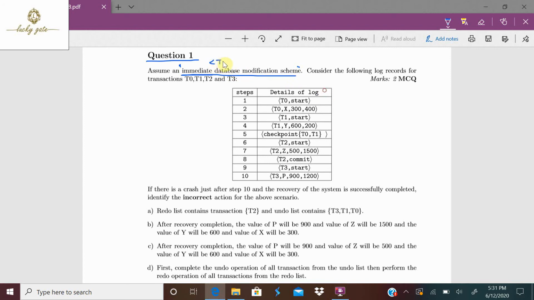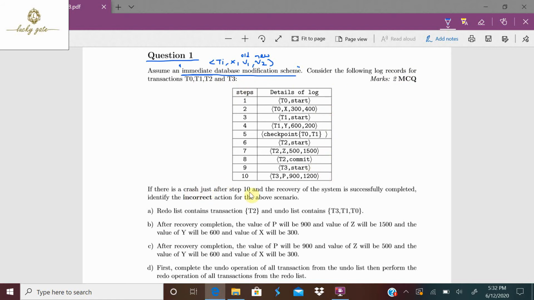Update logs are of this format: a transaction updating some variable x, whose old value is v1 and whose new value is v2. v1 is the old value, and v2 is the new value. Now consider the following log records for transactions T0, T1, T2, T3. This is the log information given.